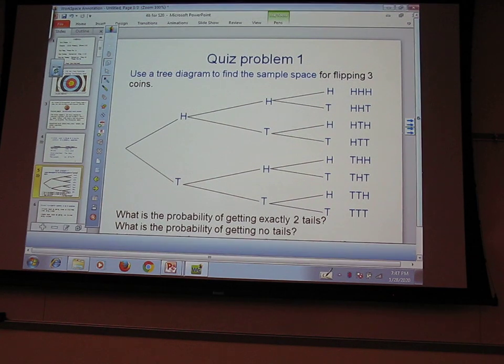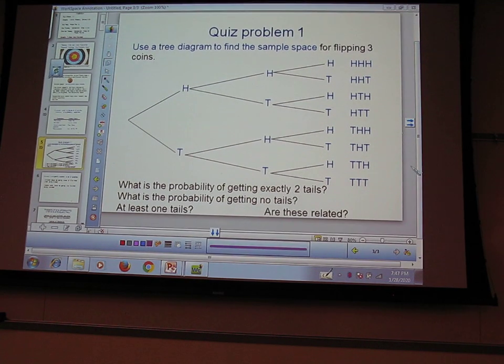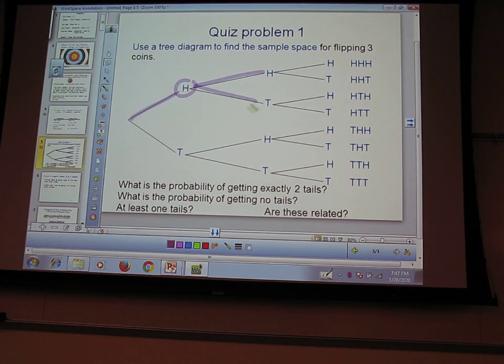Here's your quiz problem number 1. It should look like that. Do not leave these floating about in space. From every spot, the next one should branch off of there. Right? So they should all be connected. One giant connected tree. Okay? Over here is your sample space.